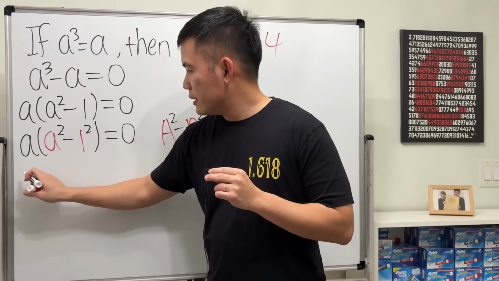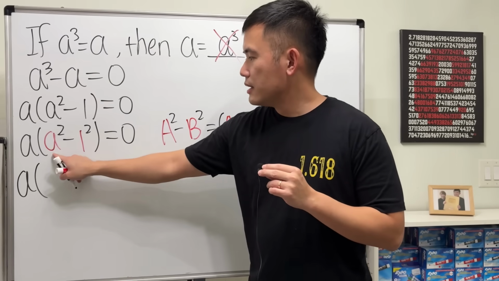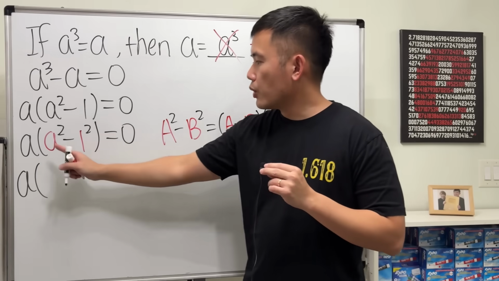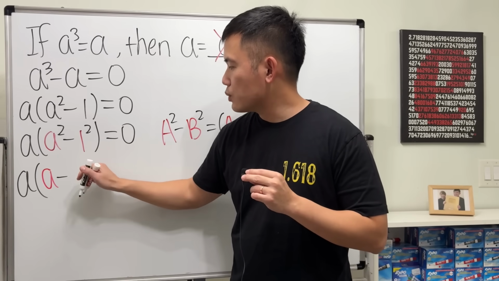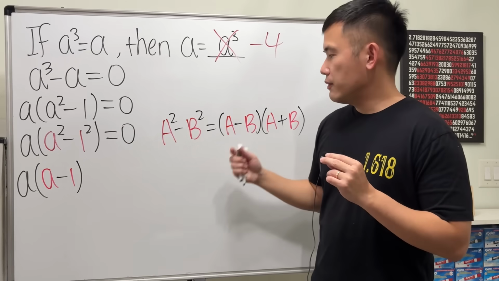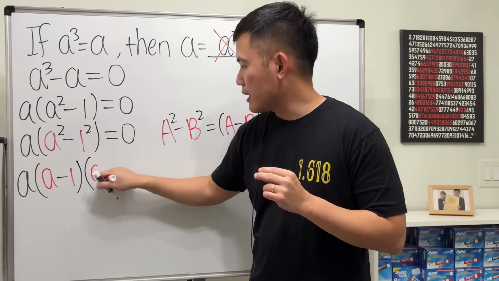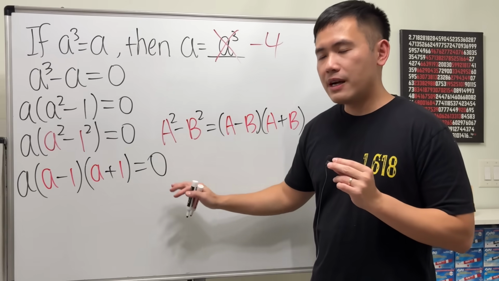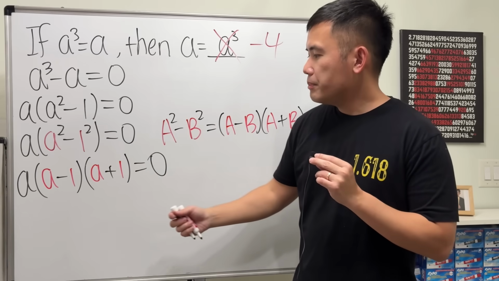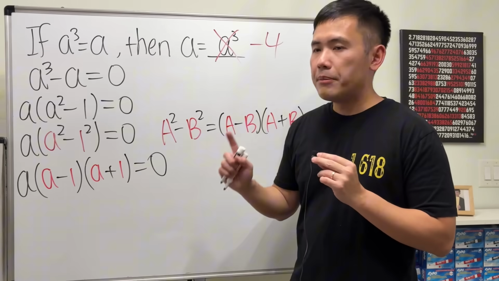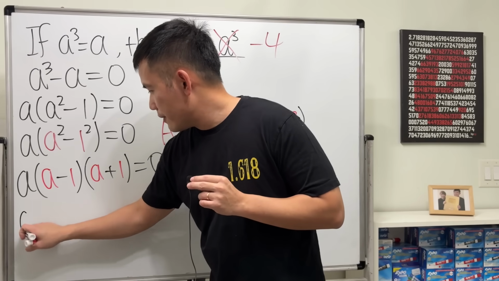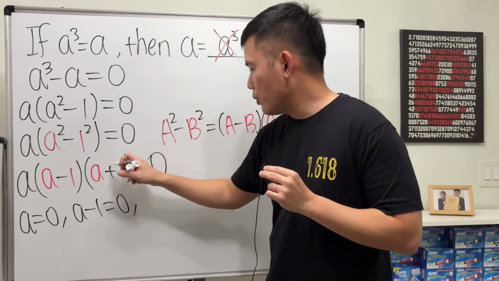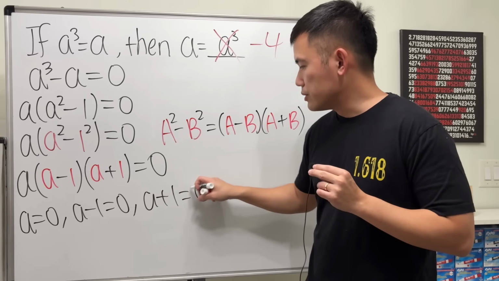So the a on the outside stays. This little a is the capital A, and then the 1 is our capital B. So we will get a minus 1. And for the second factor, we will have a plus 1. So we have factored out the left-hand side, and then because they all multiply to 0, that means we have the first one equal to 0, or the second one equal to 0, or the third one equal to 0.